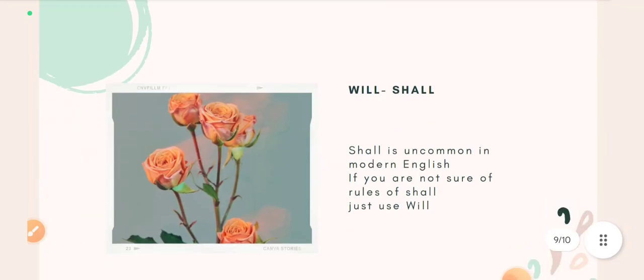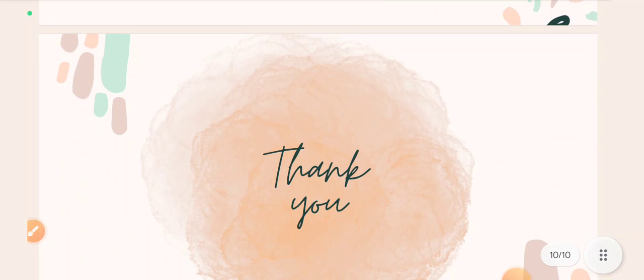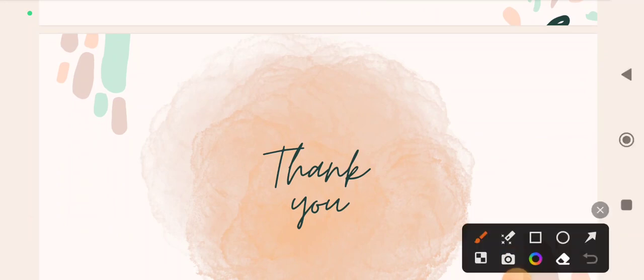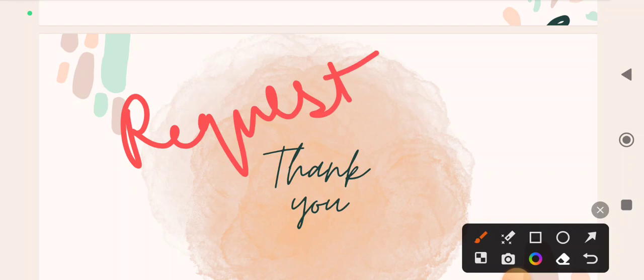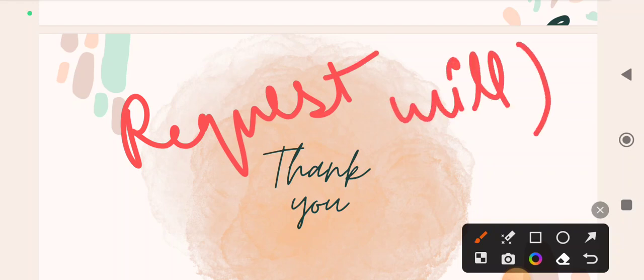Next, shall is uncommon in modern English, but if you are not sure of the rules of shall, just use will. Even if you are not sure, and even if you use will, that is not a wrong sentence, always remember that. Shall is uncommon in modern English. In American or British English, shall is more common, but in modern English it is not that common. One more thing I would like to add: whenever you make a request, you have to use will, because if you use shall in a request, it will be wrong.